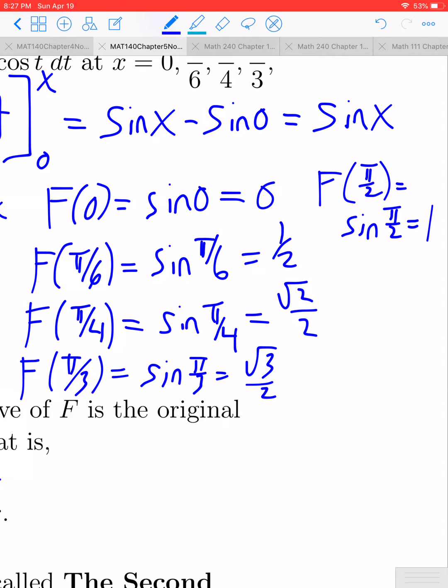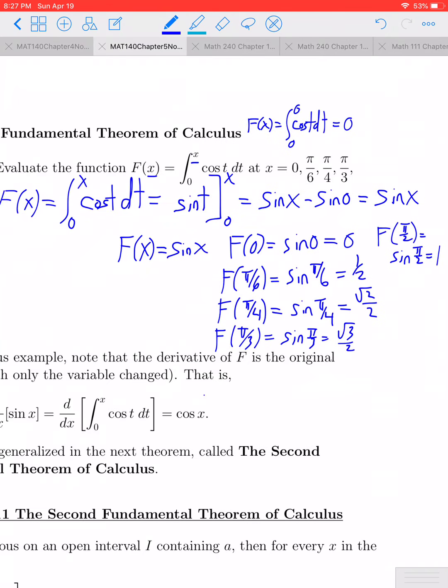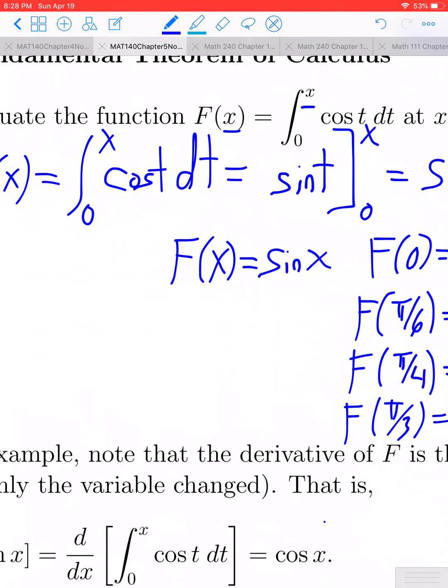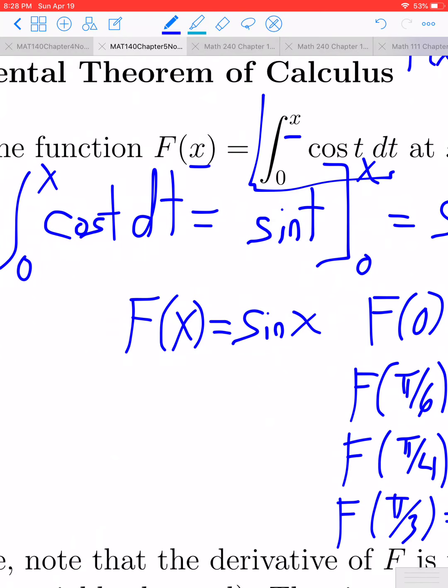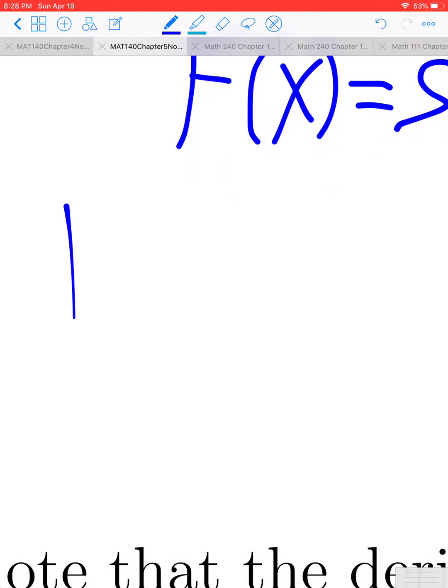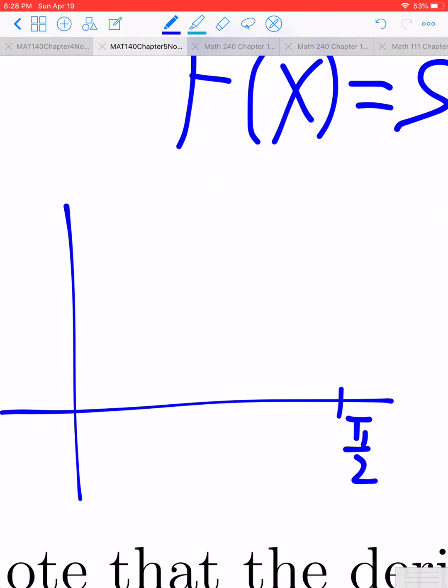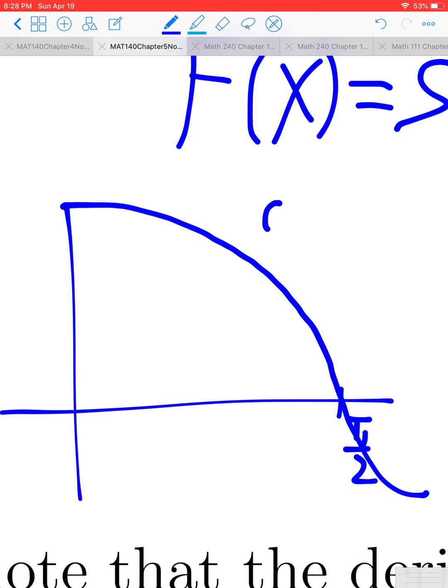So to get a sense of what's happening here, let's go back and look at the following. One of the things we can interpret is that we can think of this particular function as giving us the area under the cosine function, cosine of t, from 0 to x. If I graph the cosine function, and I'm just going to graph it between 0 and pi over 2, it's going to look something like this. This would be the graph of cosine t.